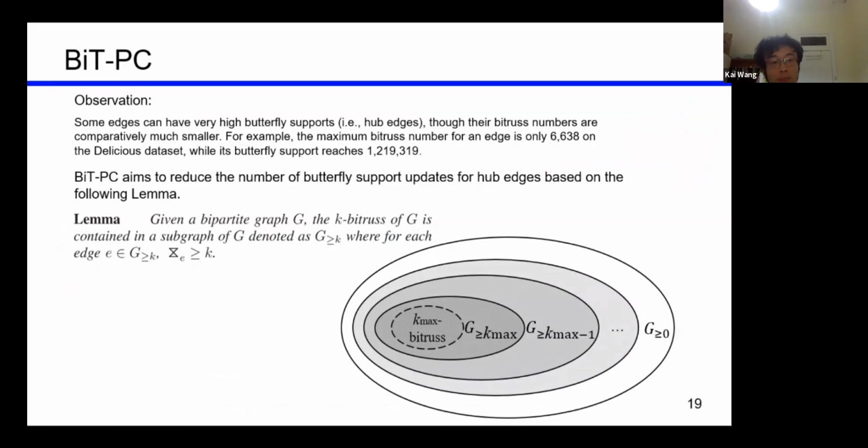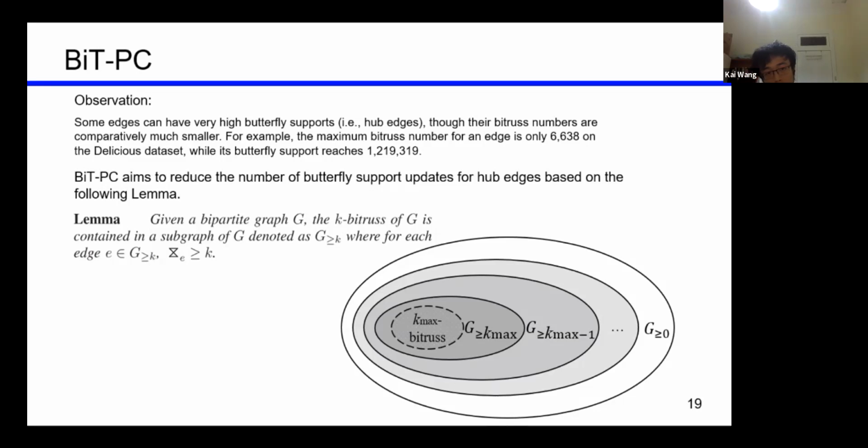The observation is as follows. Some edges can have very high butterfly supports, though their Bitruss numbers are comparatively much smaller. For example, the maximum Bitruss number for an edge is only about 6,000 on the Delicious dataset, while its butterfly support reaches more than 1 million. BITPC aims to reduce the number of butterfly support updates for those hub edges.